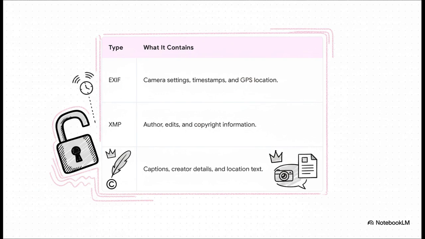And this metadata isn't just one big jumble of text, it's actually organized. You've got a couple types, like XMP and IPTC, that usually handle stuff like captions or copyright info. But the one we really need to focus on today is called EXIF. Why? Because that's the gold mine for sensitive personal information. We're talking precise timestamps and the big one, GPS coordinates.